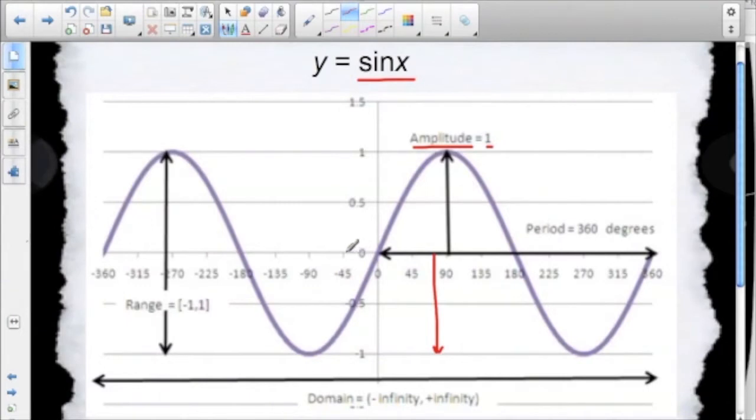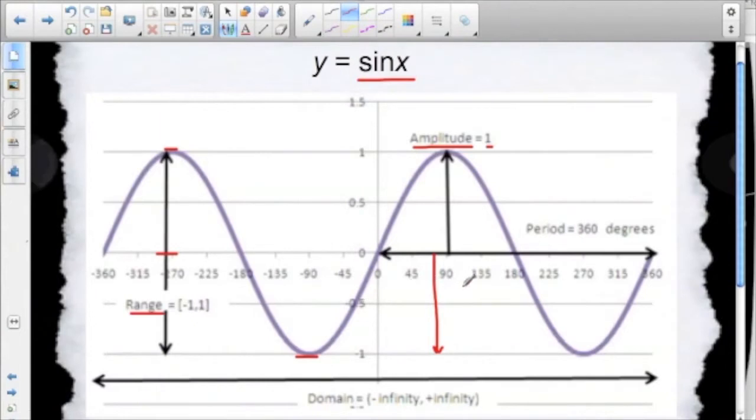To find it, you just need to find the middle of the wave. How you do that is you look at the range, the highest point and the lowest point. Then you just add them up, and then divide it by 2, and there you got your middle. You got your midline, and then you can find your amplitude.